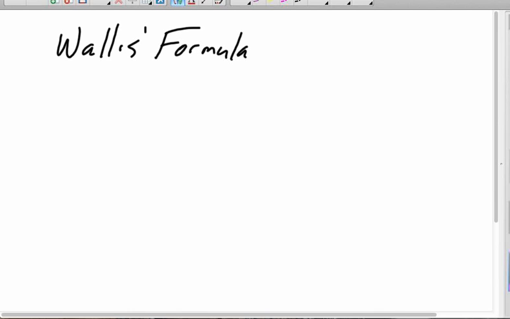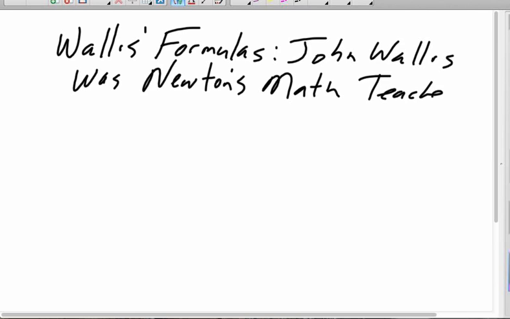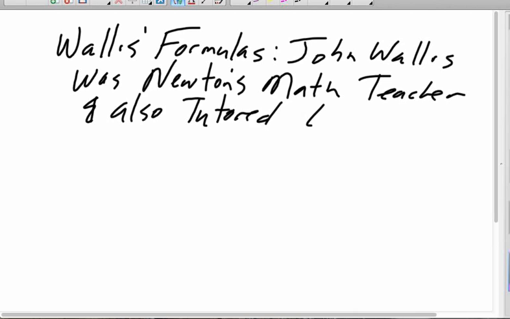These can be very useful. By the way, John Wallis, who discovered this, was Newton's math teacher and also tutored Leibniz, the two guys who invented calculus. So obviously this guy had a huge influence on modern calculus.